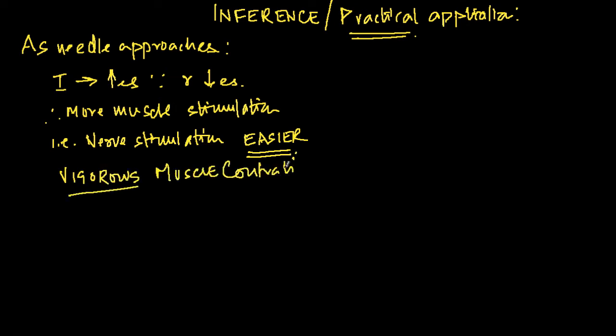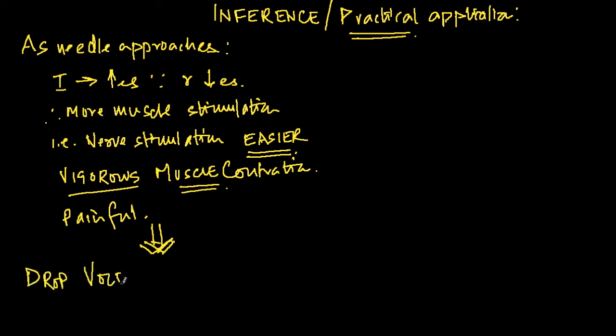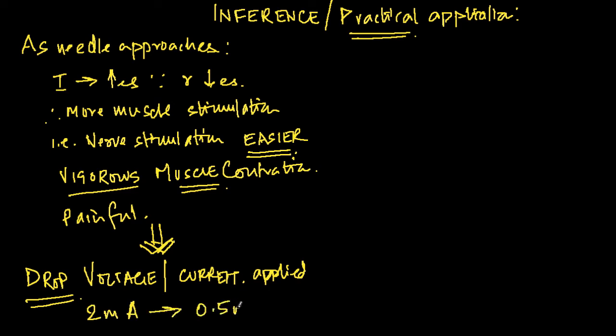Now, this vigorous muscle contraction can be quite painful to the patient. So, what we don't want is to cause pain to the patient, and therefore we drop the voltage applied to the needle so that we can maintain the current intensity. We commonly start with 2 milliamperes but quickly drop it down to 0.5 milliamperes, maintaining the current intensity at the nerve.